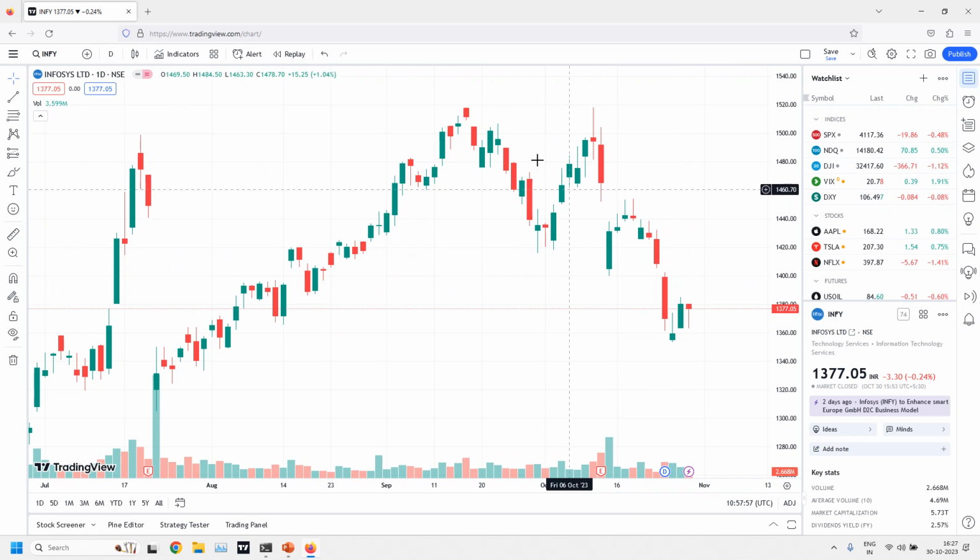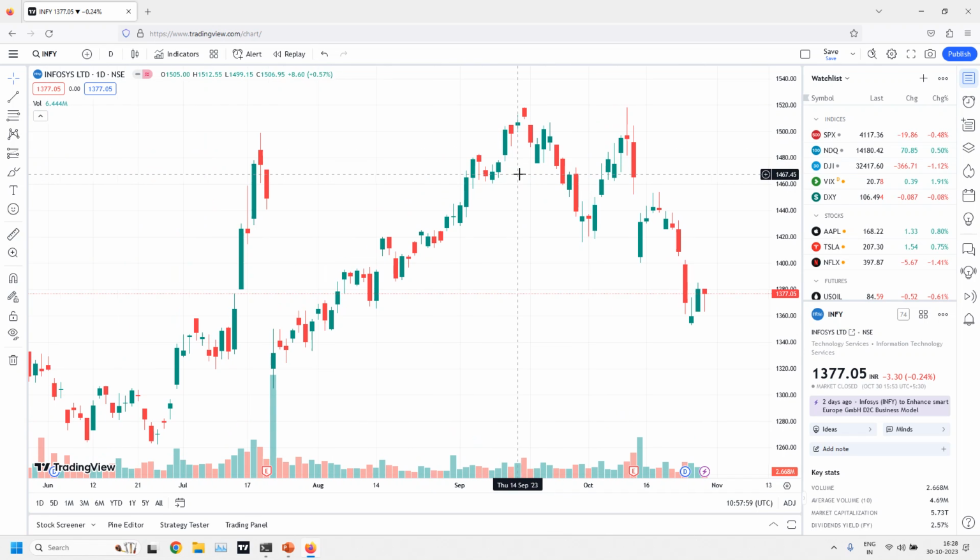Now look at this. This is one swing. This is swing high and this is swing low. And this is swing high. Compared to the previous swing high, this is higher. And compared to the swing low, this is lower. In between, there are small moves, which you can ignore.